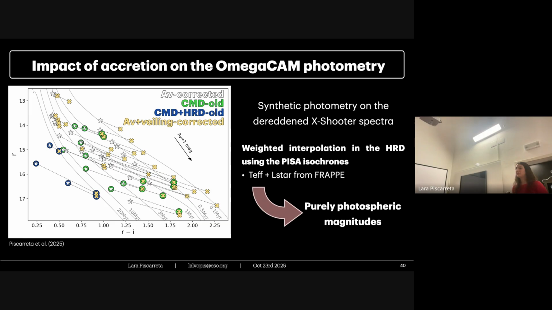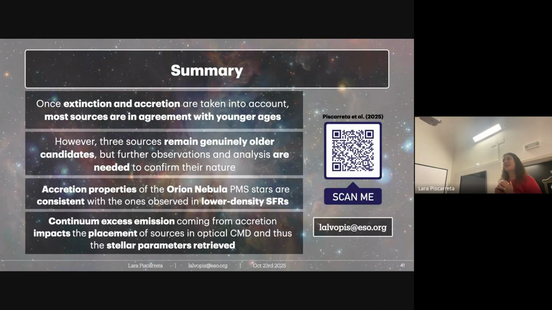And with that, I don't know if I'm too quick because I'm getting to my summary, but I will just go through it quickly. What we saw is that once extinction and accretion are taken into account, most of the sources are in agreement with younger ages. However, we still have 3 sources that apparently remain older, and for that we need more observations and further analysis to really confirm their true nature.